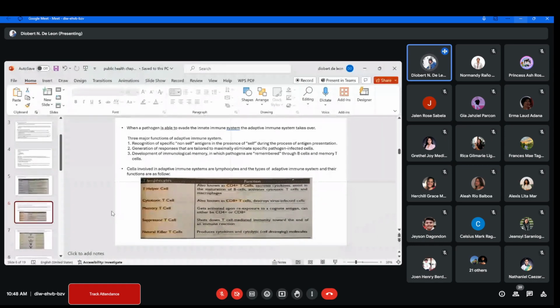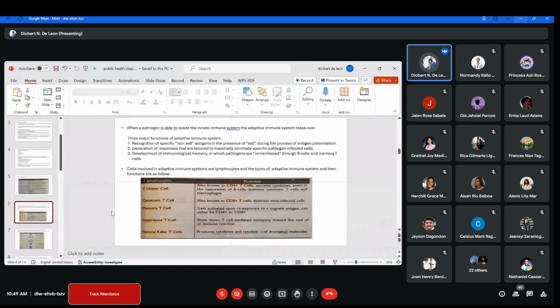Okay, moving on. Cells involved in adaptive immune systems are lymphocytes, and the types of adaptive immune system and their functions are as follow. Now, we have the T helper cell, the cytotoxic T cell, memory T cell, suppressor T cell, and your natural killer T cells. Okay, so T helper cell, also known as the CD4 plus T cells, it secretes cytokines, assists in the maturation of your B cells, and activates cytotoxic T cells and your macrophages.